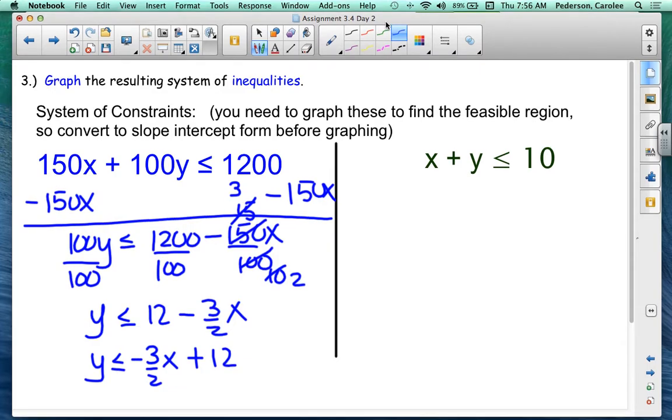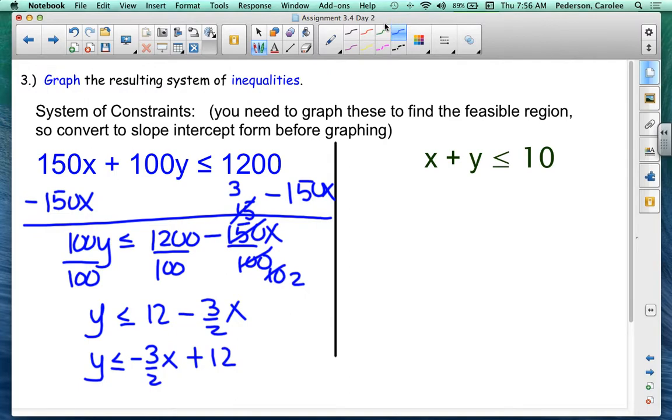All right, let's head over to this green one, a little bit easier. So we're going to solve this for y. We're going to subtract x from both sides and then put it into the correct order. So our slope is negative 1 and our y-intercept is 10.